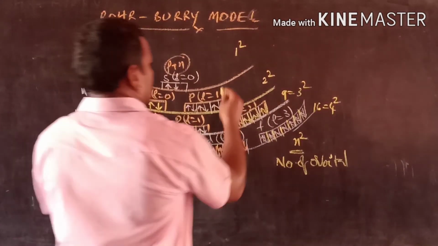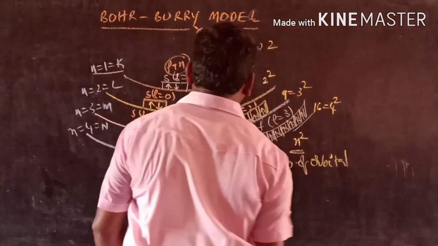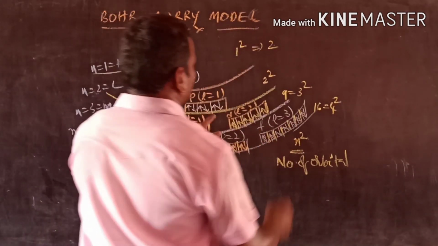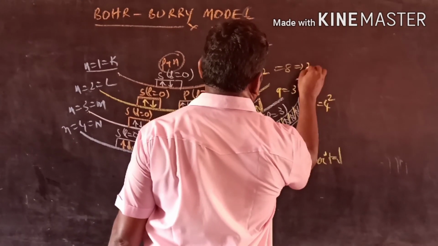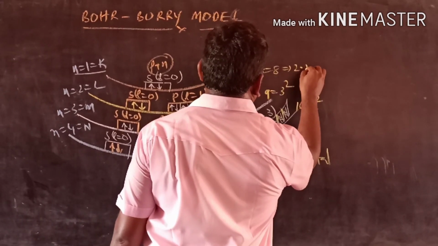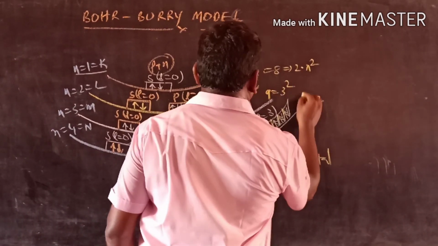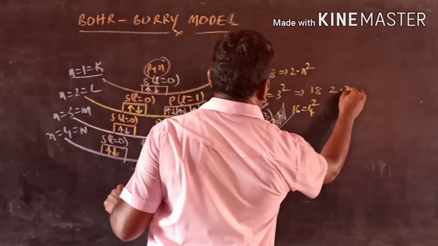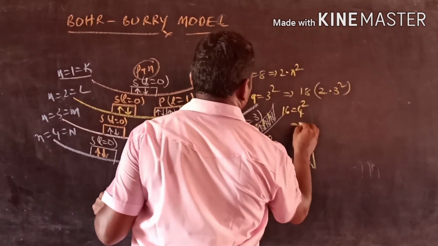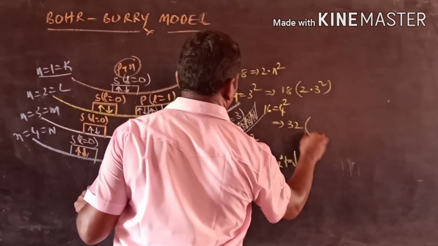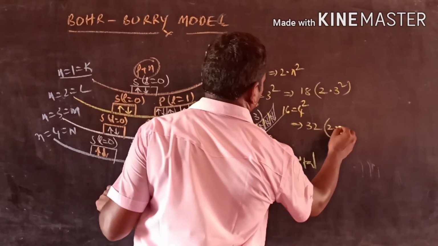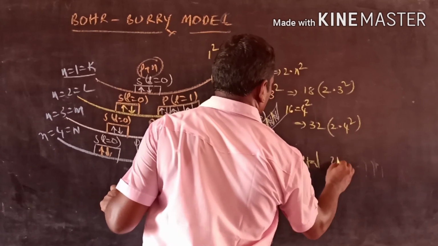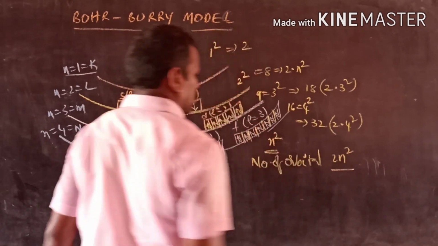Now the number of electrons. Here the electrons are 2. Here maximum number of electrons are 8. It can be written as 2 into 2 square. Here the maximum number of electrons are 18. That is nothing but 2 into 3 square. Maximum number of electrons are 32. Can be written as 2 into 4 square. The general representation is 2n square.